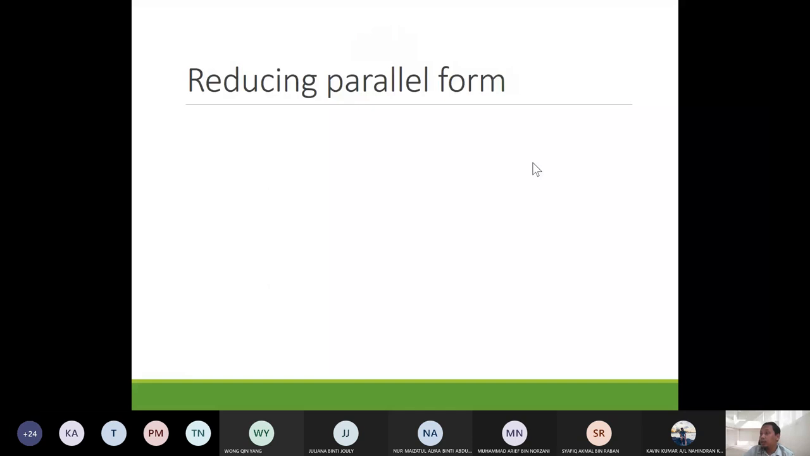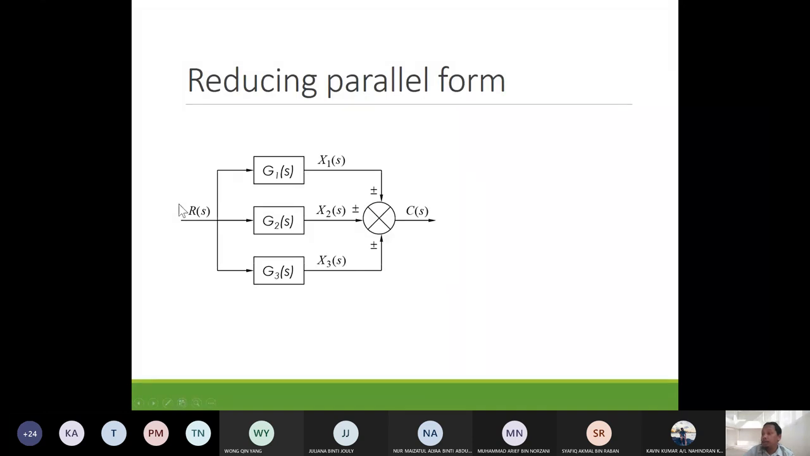And then let's look at how to reduce a block diagram in parallel arrangement. So let's say you have this R(s) and then it splits up at the pick-off point here. It splits into G1, G2, and G3. And then all of these signals meet up at a summing junction, okay? So for a parallel arrangement, you must remember that it is first split here, and then meets again at the summing junction. So when you see this kind of arrangement, it splits up and then meets at a summing junction, then it is in a parallel form, okay?